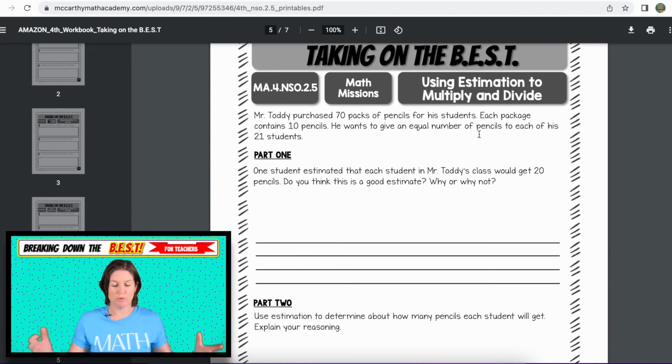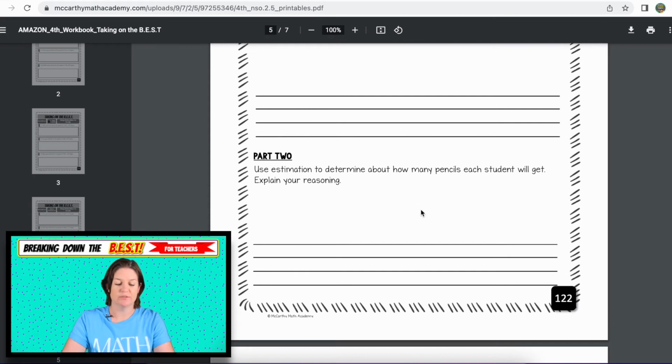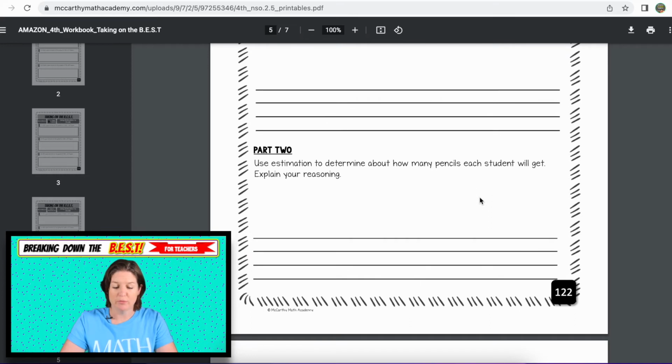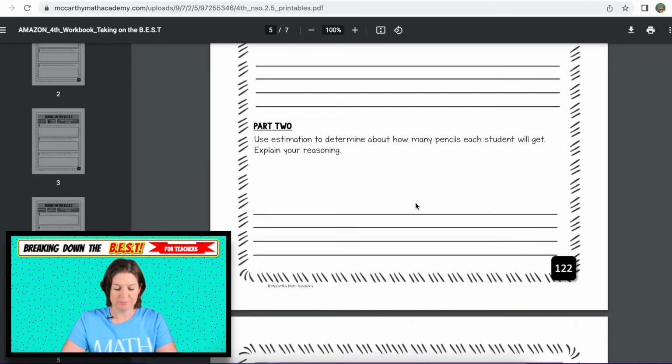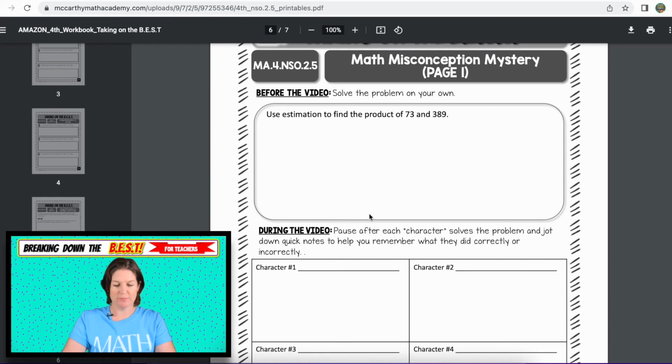Then we have the math mission where we're putting it all together. It says here that Mr. Toddy purchased 70 packs of pencils for his students. Each package contains 10 pencils. He wants to give an equal number of pencils to each of his 21 students. One student estimated that... Do you think that this would be a good estimate? So you can see here, we're just tying it all together, putting it back into a real world situation that requires a little bit more thinking with the student. Now that they've had time to learn from the videos and practice, they can put it together with that math mission. And then this one, math misconception mystery.